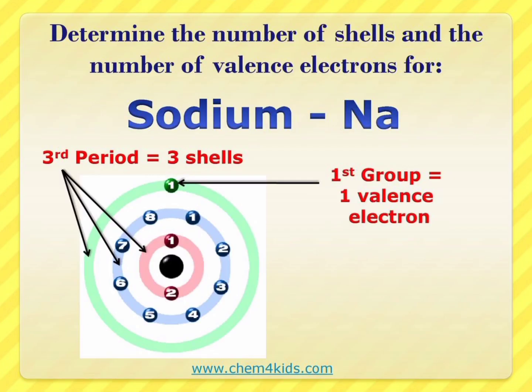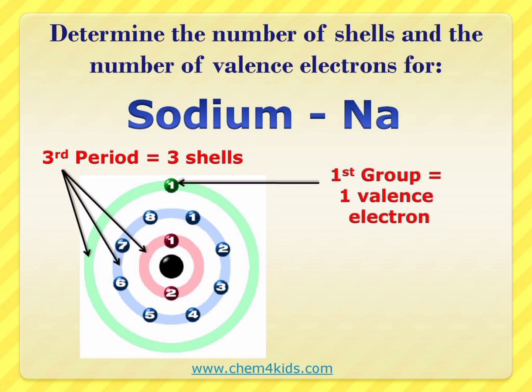Children, next let us determine the number of shells and the valence electrons present in a sodium atom. We know that the atomic number of sodium is 11. Then what is the electronic configuration of the sodium atom? Yes, 2, 8, 1. This is the electronic configuration of the sodium atom that you can see in the picture also. 2 electrons are present in the K shell, 8 electrons in the L shell, and the M shell contains only 1 electron. So the total number of shells present in the atom is 3. Therefore, it belongs to the third period.